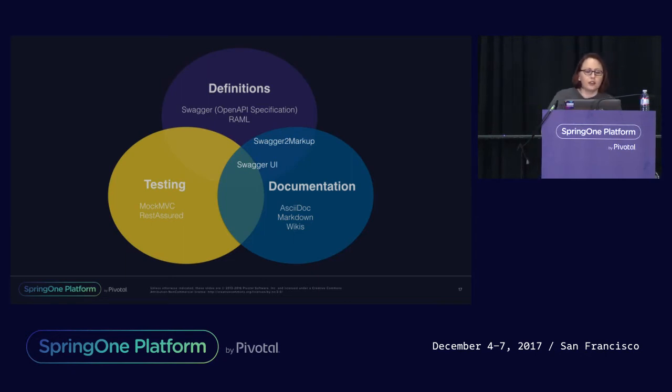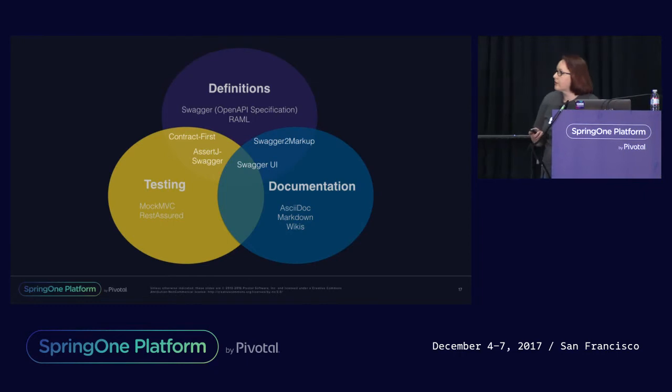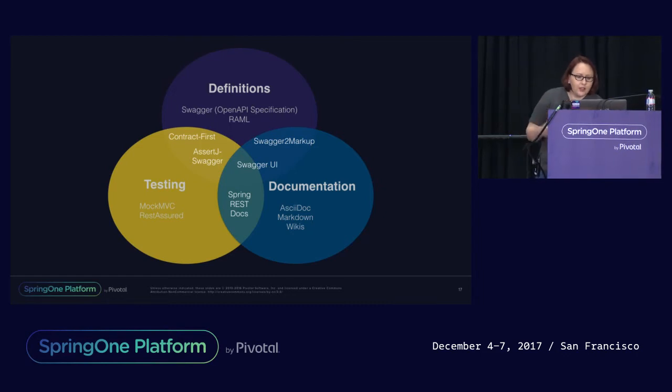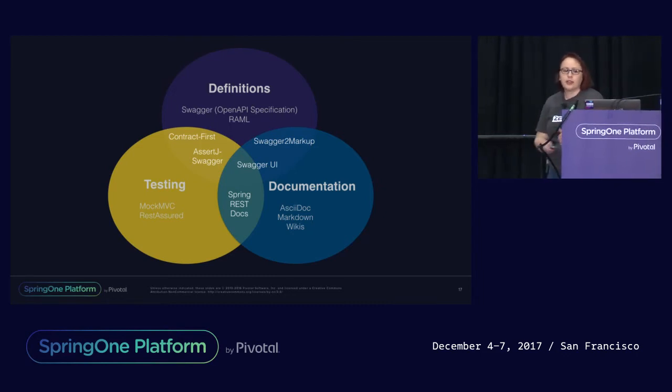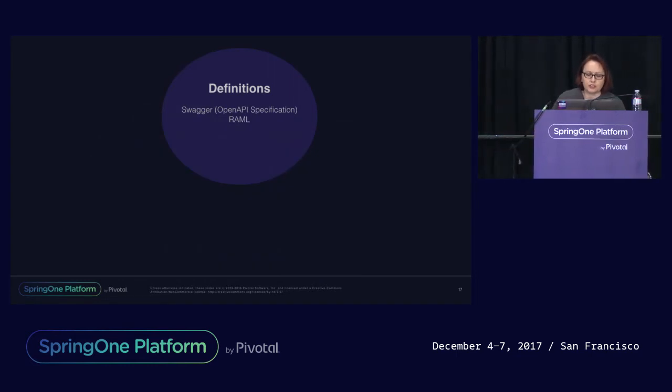So where can we enforce or help ourselves with documentation and testing? There are tools that fit in the space between testing and definitions, and Swagger UI kind of fits in the middle here. But where Spring RESTdocs really shines is in this intersection between testing and documentation. But in order to get there, we need to back up a bit. So let's start with the definitions.